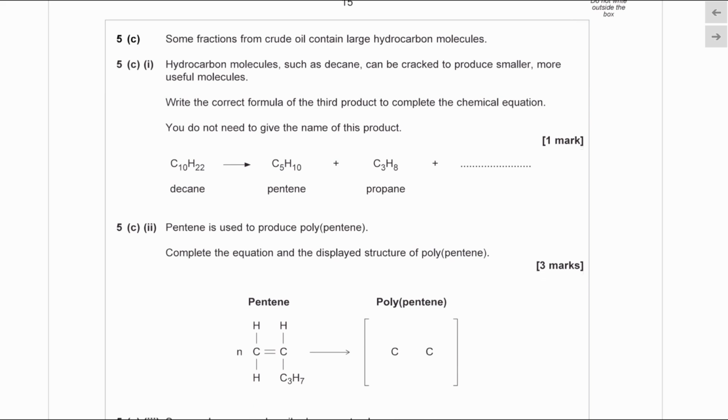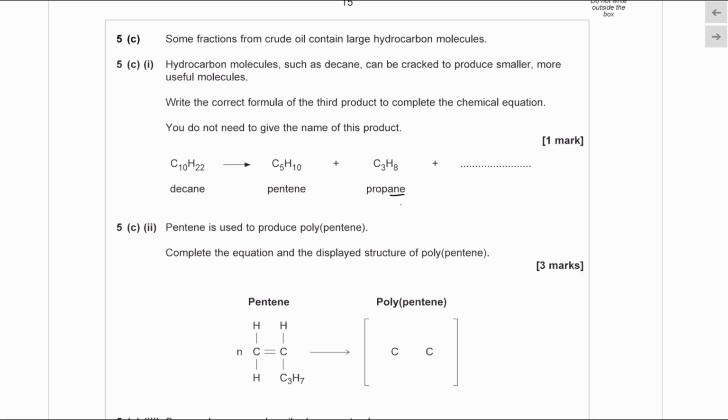We've got 5C. It says some fractions of crude oil contain large hydrocarbon molecules. Hydrocarbon molecules such as decane can be cracked to produce smaller, more useful molecules. You should know this. Cracking is a process you should know. So write the correct formula of the third product to complete the chemical equation. You do not need to give the name of this product. All right, and so what this is balancing. All right, you should know that cracking really produces one alkane and the rest will be alkenes. And as far as I can see, we already have an alkane, and so our answer is going to be an alkene. But it's even simpler than that.